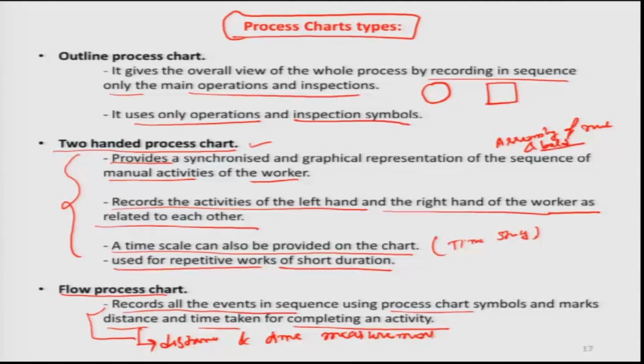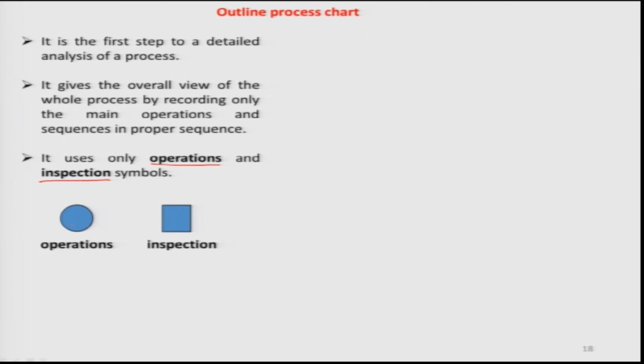Okay. So, I will explain each chart with some examples. First, I will explain the outline process chart. What is an outline process chart? It is the first step to a detailed analysis of a process, and it gives the overall view of the whole process by recording only the main operations in a proper sequence. It uses only the operation and inspection symbols, as I told you in the earlier slide. This symbol is for operation and this is for inspection.